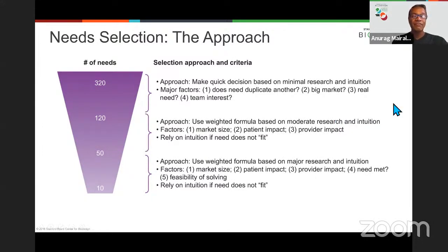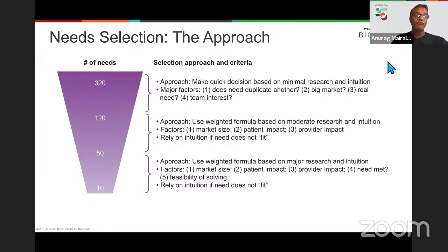Okay. The second set of filters was a weighted formula, for example for the market size. They brought a lot more quantitative rigor here. Patient impact: how much of an impact was it going to have on the patient? How much of an impact was it going to have on the customer? Patient in this case is the user, and provider in this case is the customer. And basically intuitive: was it a fit for their team, right?